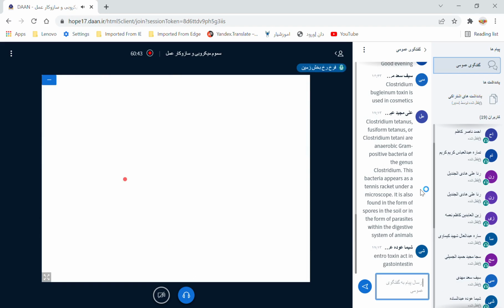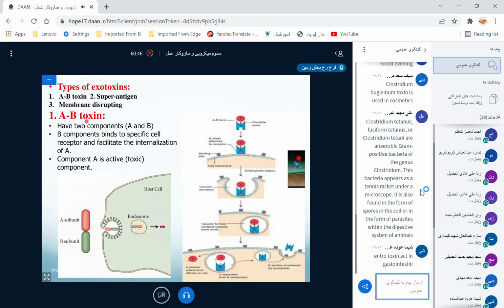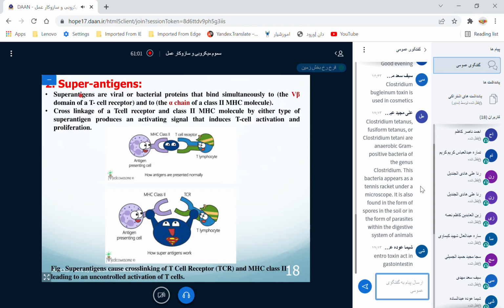Number one was the AB toxin. Yes, it was number one. What was number two? Superantigen exotoxins. Another exotoxin is the superantigen exotoxin. What is the superantigen exotoxin? Superantigens are bacterial proteins that bind simultaneously, at the same time, to the domain of the T cell receptor.